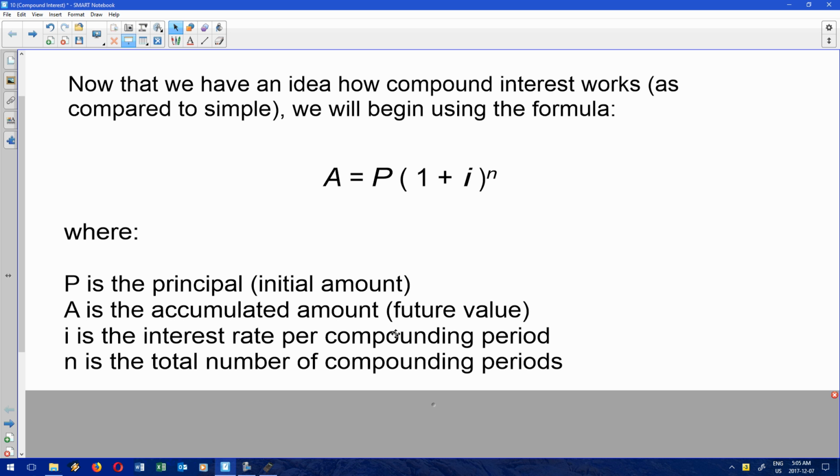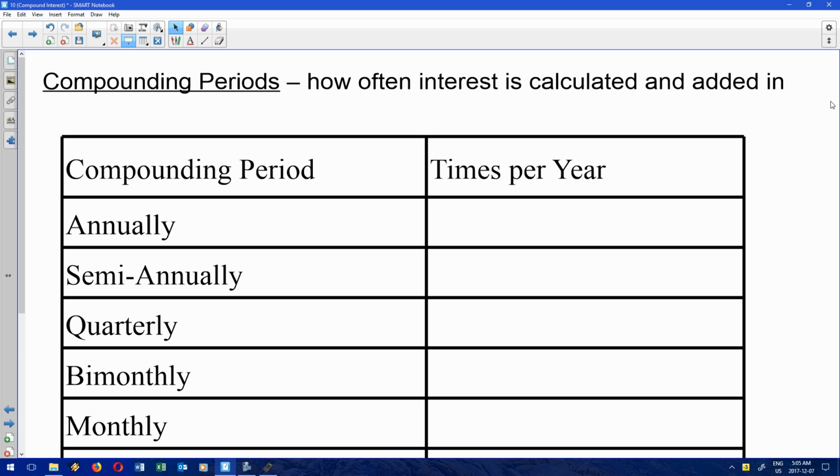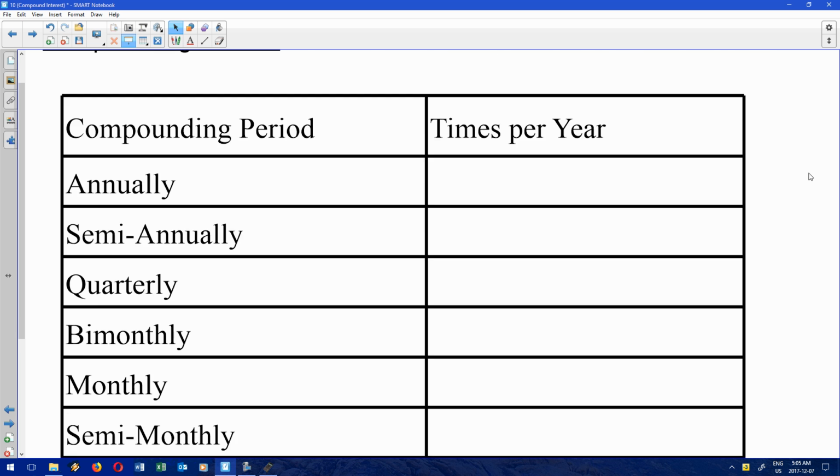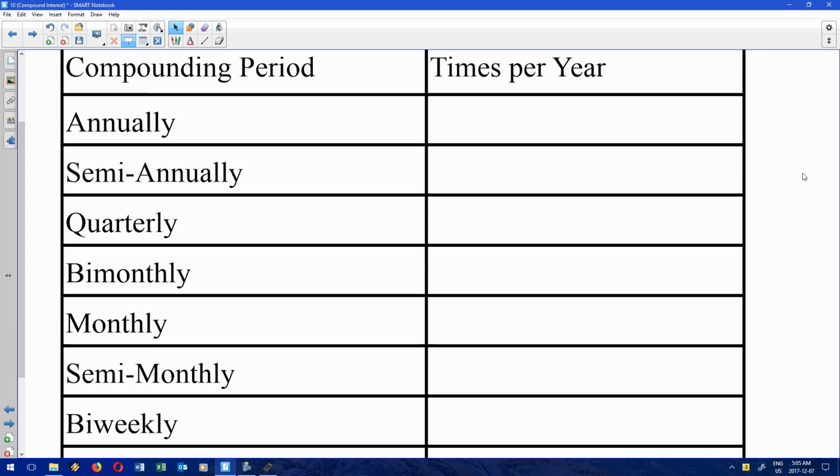So that's what we're going to start off with, talking a bit more about how these work. But first, we're just going to review some time terminology, because these are terms you're going to see in these kinds of questions when you're asked to calculate compound interest. Again, the compounding period is how often interest is calculated and then added in. So here are your standard possibilities for compounding, and we're just going to write times per year. I would encourage you to pause the video here and try to figure those out for yourself. What do you think those are? And then we'll go over it here.